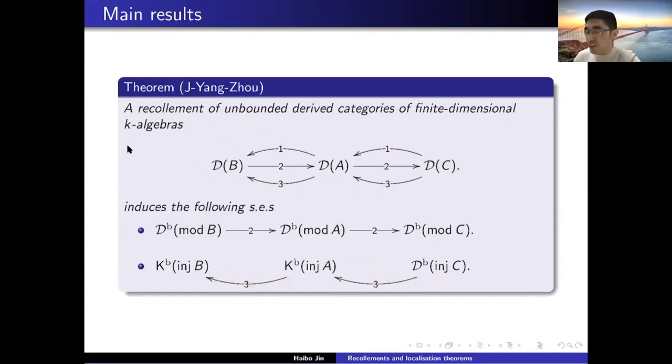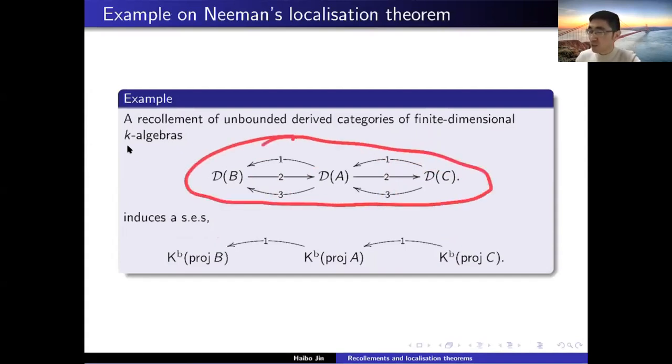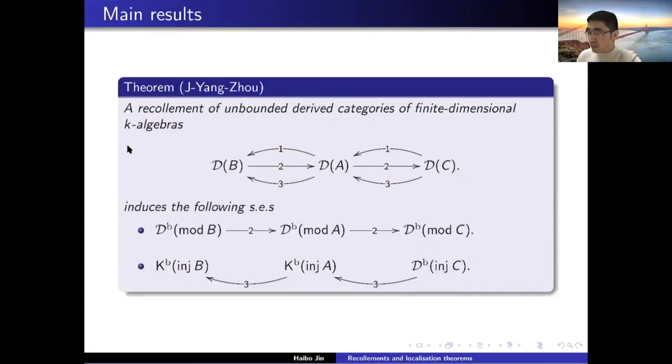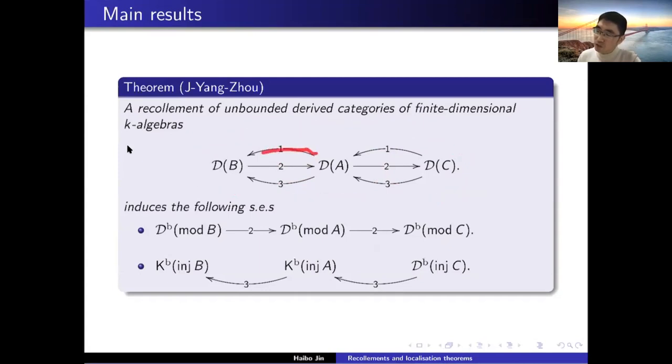So together with Neeman's theorem, we know that given such a recollement, there are three rows of functors that give us three different short exact sequences of different derived categories. And we are also interested in other categories, for example, the singularity category. But notice, given a recollement, the top functor restricts to K^b(proj), and the second one restricts to D^b.